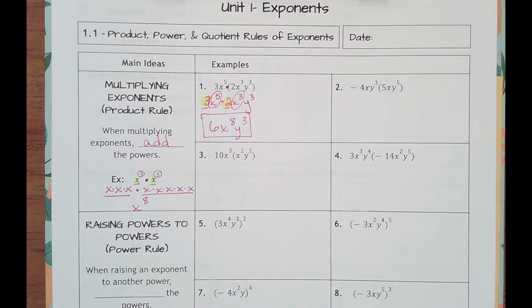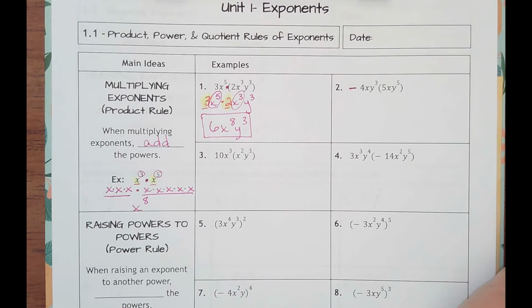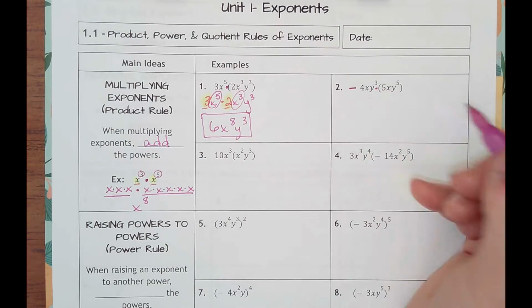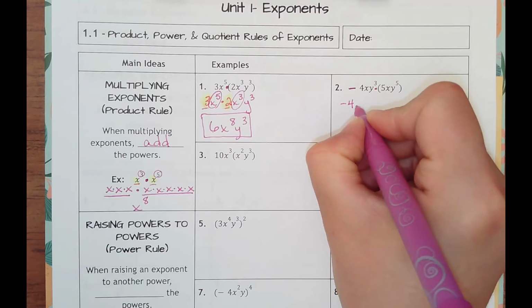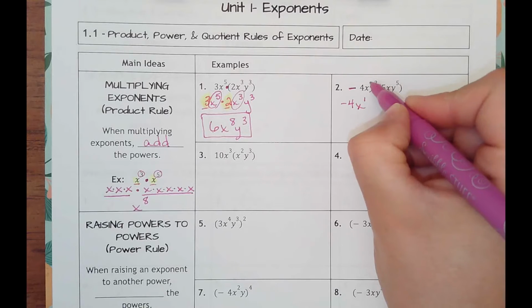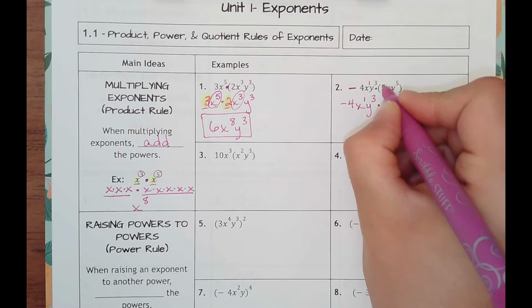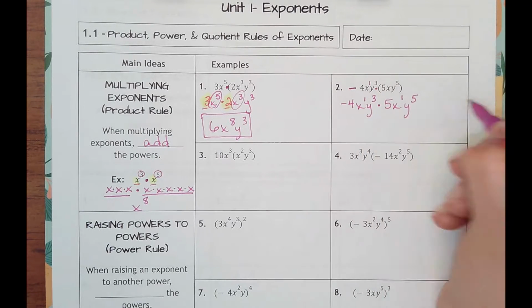All right, number 2, very similar. We've got a negative here in front of the 4 you got to watch out for. Again, there's multiplication between my terms. These parentheses are doing nothing. So I'm going to take them away. I've got negative 4. X is really to the first power because there's no power after it. Only the y is cubed. Times 5. This is another x to the first power, y to the fifth.